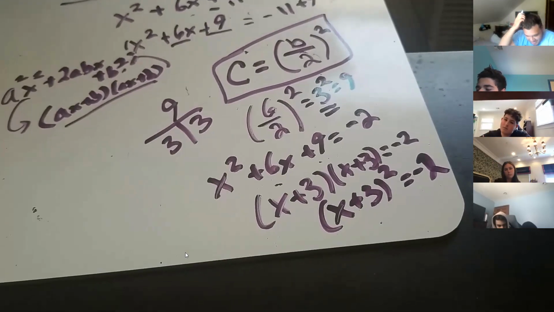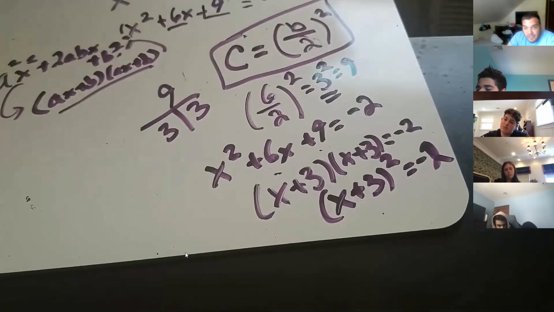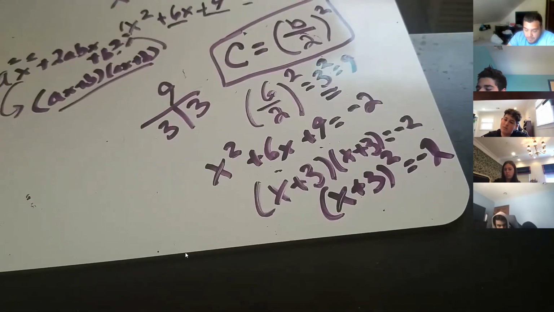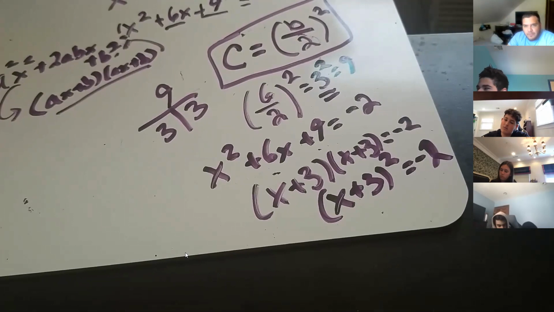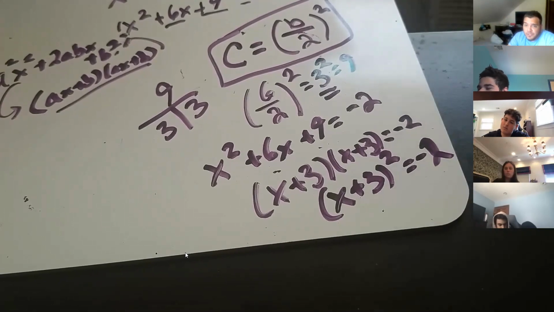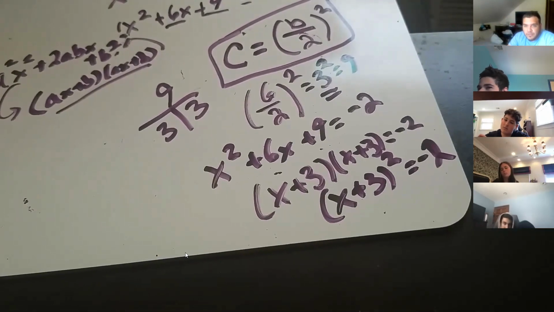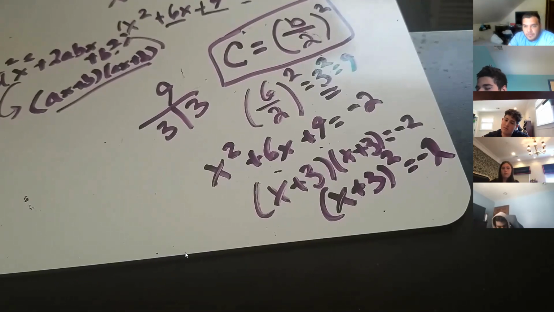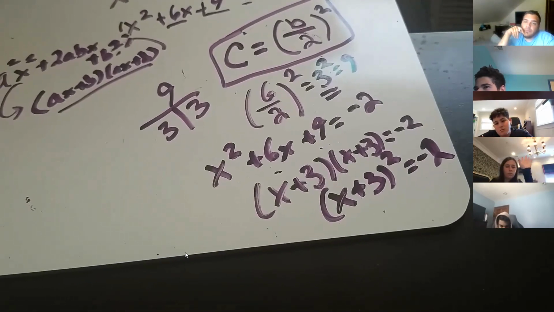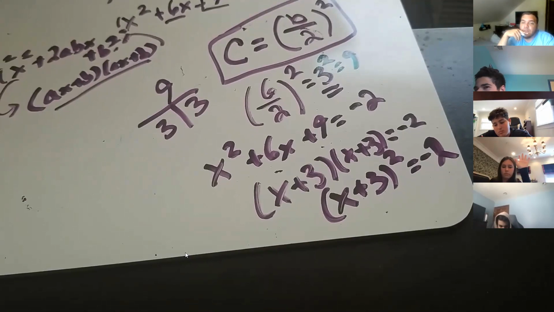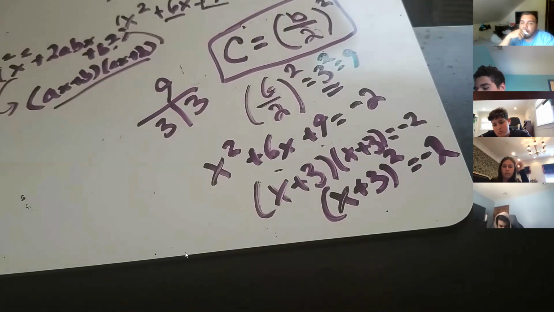So, anyway, x plus 3 squared equals negative 2. From there, we will be able to solve. This one happens to be a no solution. Why is it a no solution? Go ahead, Jonathan. Tell us.